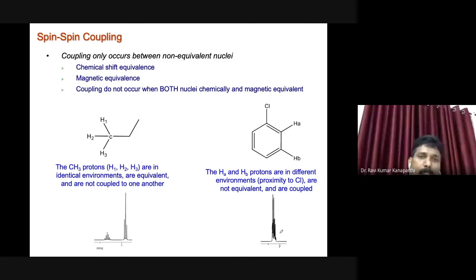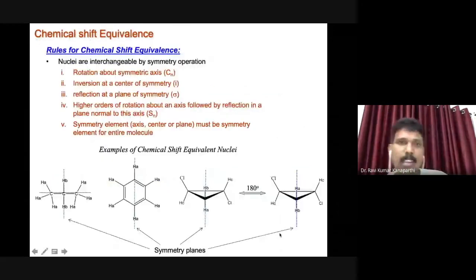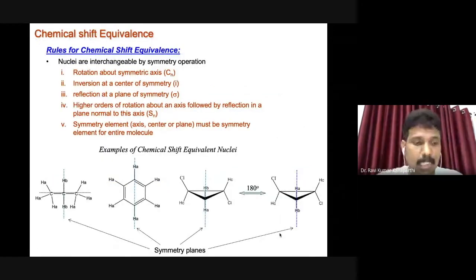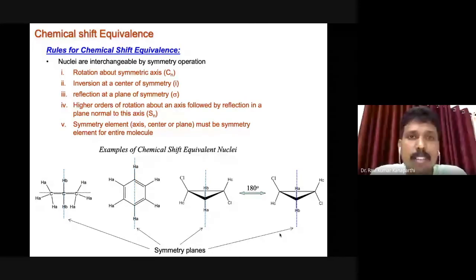So in spin-spin coupling, there are two topics which are very important: chemical and magnetic equivalence. Let us try to understand what exactly is the chemical shift equivalence, and what exactly is the magnetic equivalence. All the non-equivalent protons interact and they split into individual protons. So that is what we learned so far, the spin-spin coupling.